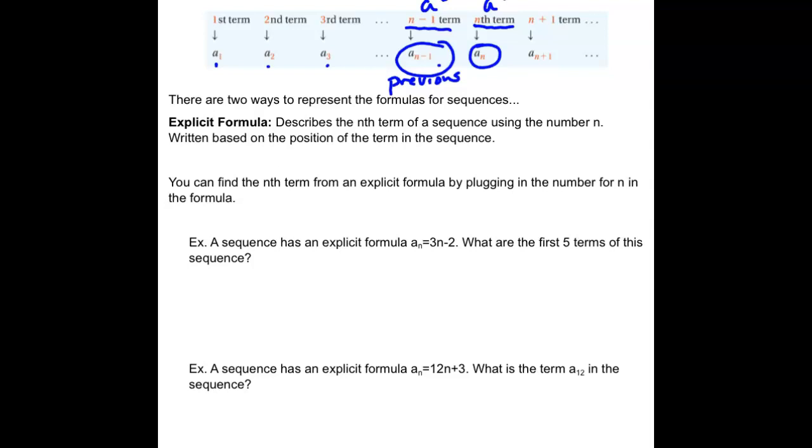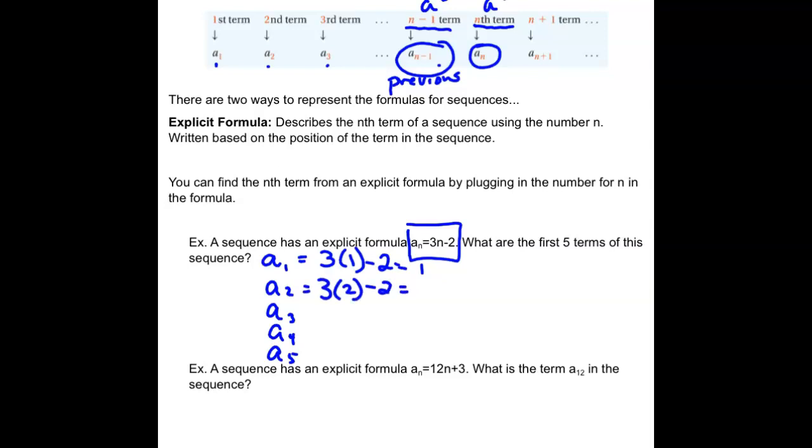Our example says a sequence has an explicit formula a sub n, the nth term, is equal to 3 times n minus 2. What are the first 5 terms of the sequence? So we want to find a sub 1, a sub 2, a sub 3, a sub 4, and a sub 5. In the first one, a sub 1, our n value is 1. So we're just plugging in 3 times 1 minus 2. 3 times 1 is 3, minus 2 gets us a 1. For a sub 2, we plug a 2 in for n. So 3 times 2 would be 6, minus 2 would be 4.